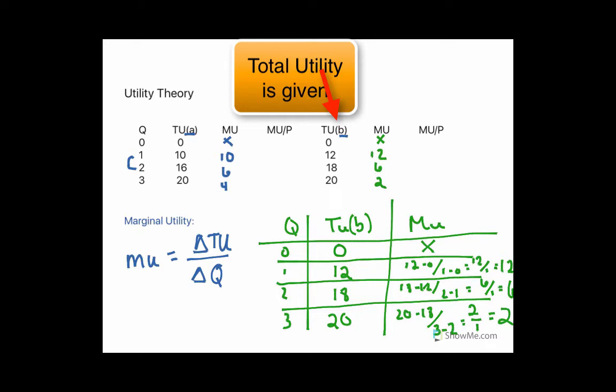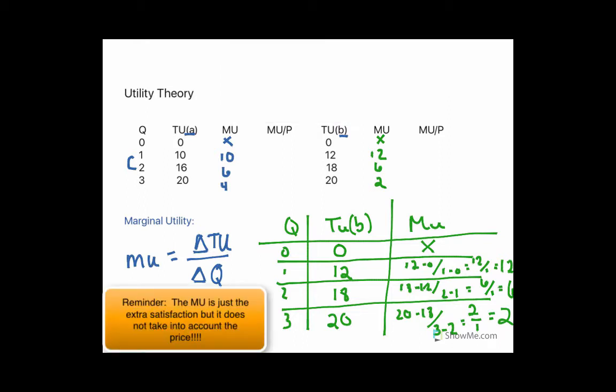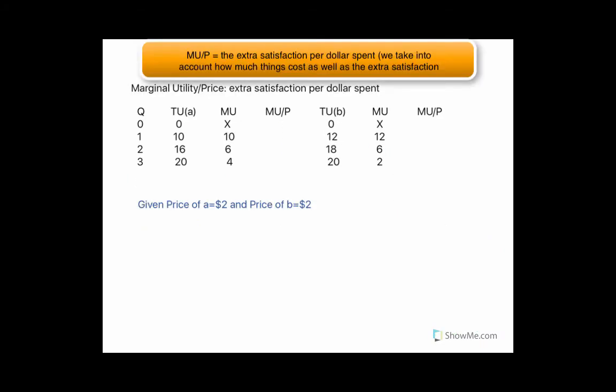So now that we found our marginal utilities, we're going to move on to find marginal utility over price. Although we found marginal utility, we only know the extra satisfaction a person is going to get by increasing 1 unit. As of now, at unit 1, it would appear that a person would want unit B at 12 utilities over 10, but because we don't know the price, we can't make this assumption. For example, if B was $100 and A was $1, it wouldn't make sense that they would want a utility of 12 for the cost of $100. So let's move on to find the marginal utility over price.